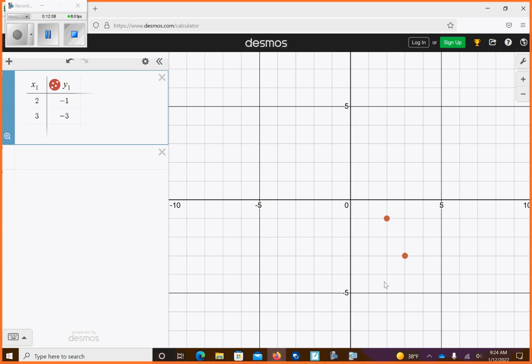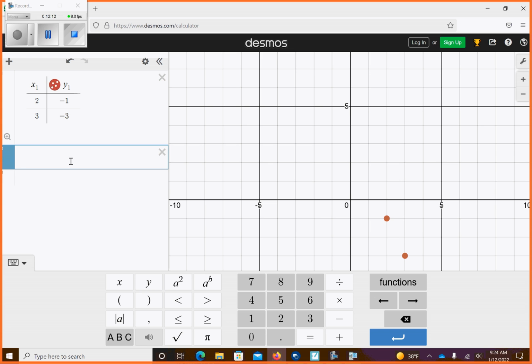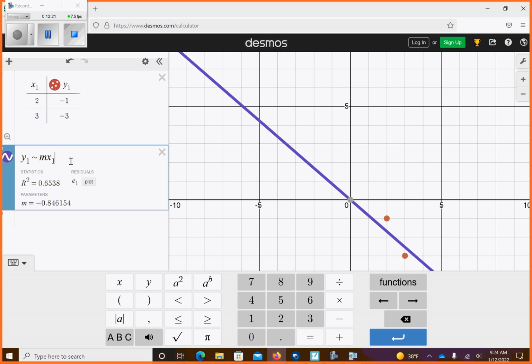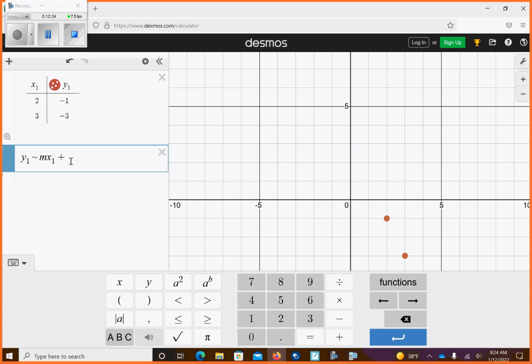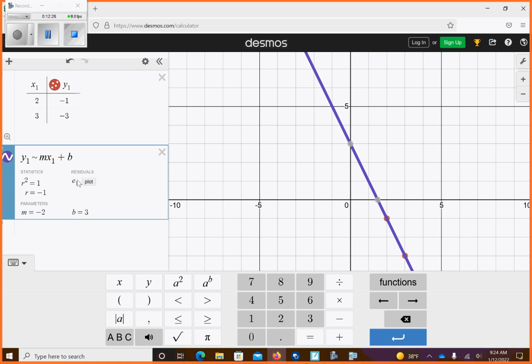That looks similar to what we had drawn on our sketch. But then if you go to the next line below, if you go y1 and it's automatically subscripted, use the tilde key, mx1, and then plus b. That'll be the line that goes right through it. And notice it gives me y equals -2x plus 3, which should be the same as I had done.